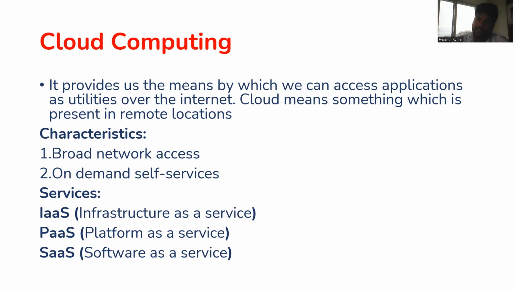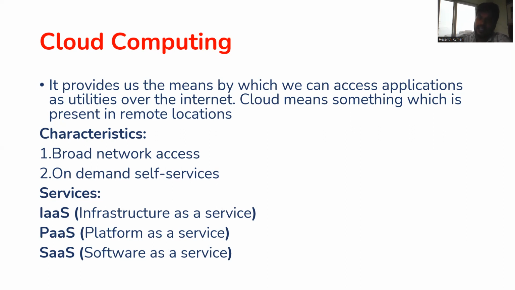Okay, so what are the characteristics? Mainly broad network access. We can access it broadly. Next, on-demand self-service. If you want any particular information, we can get it as on-demand self-service. Then rapid scalability, measured services, as well as pay-per-use. For example, if you are going with Gmail, you can obtain 15 GB. For more than 15 GB, you must pay. That comes under pay-per-use.